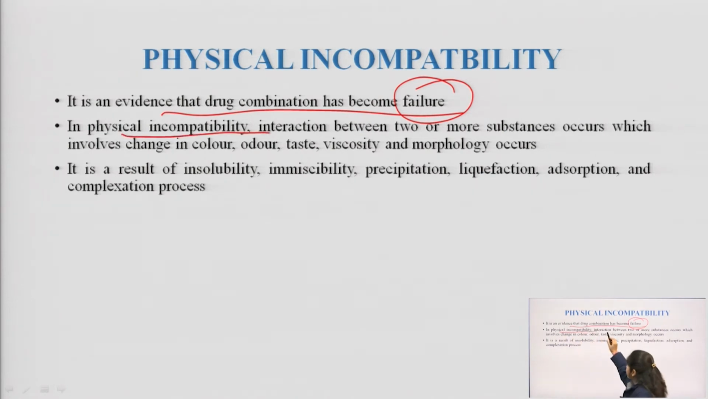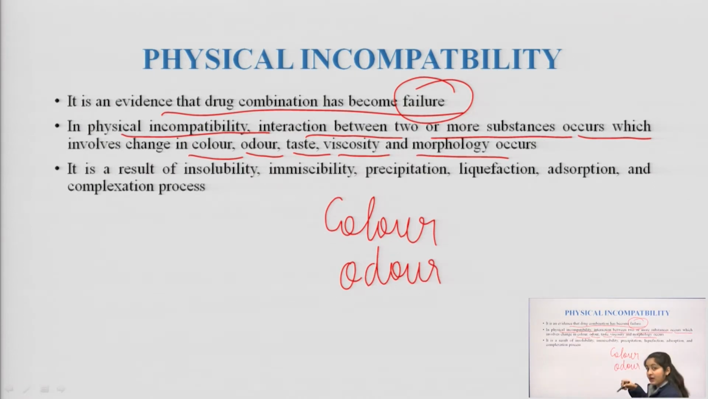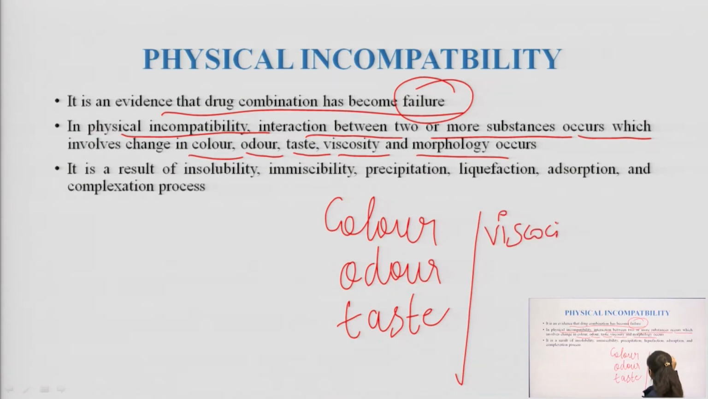Now, in physical incompatibility, interaction occurs between 2 or more substances, which involves a change in color, change in odor, change in taste, change in viscosity and change in morphology. So, these are some of the important points to be noted. The main resultant is that there is a color change. Another resultant is a change in the odor. Another is a change in the taste. Another is that there could be a change in the viscosity of the preparation. So, the texture of the preparation might change or differ.